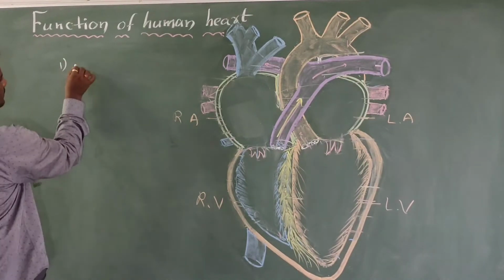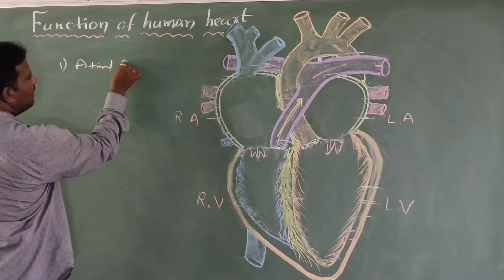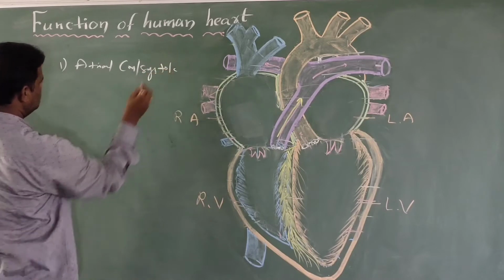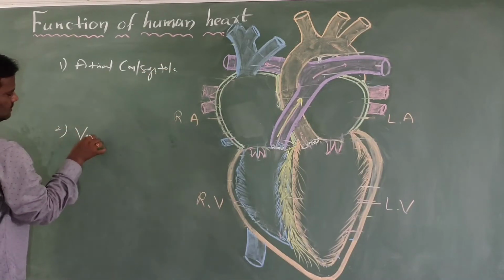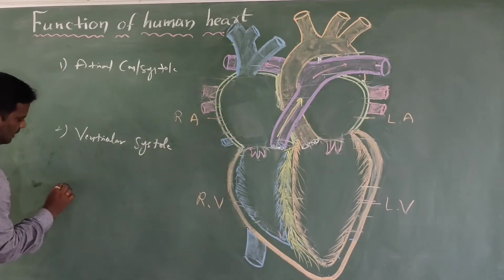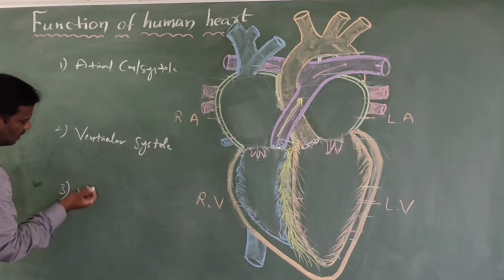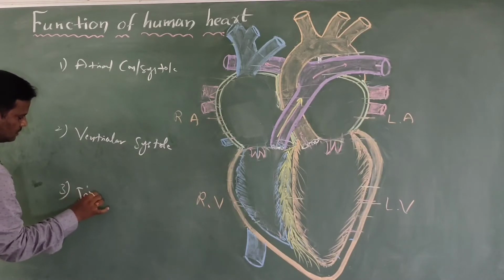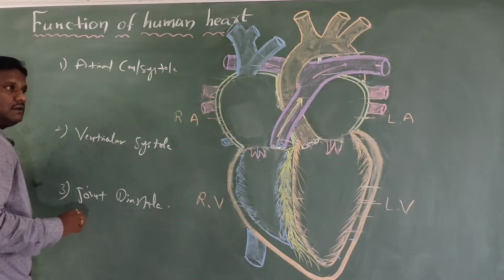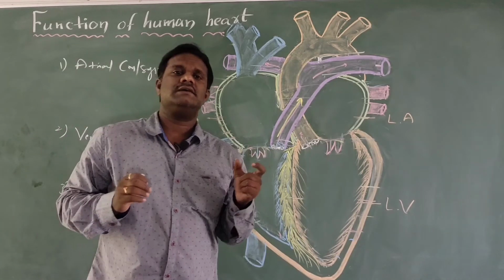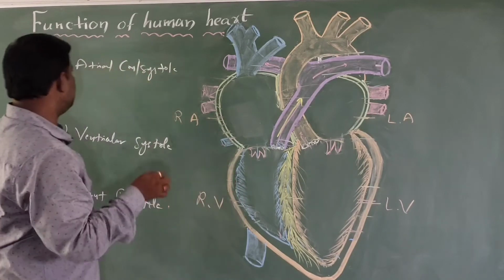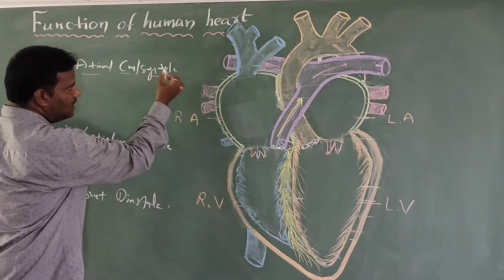One is atrial contraction or atrial systole, and the second is ventricular systole, and the third is ventricular or joint diastole. So within these three stages the human heart works. Now we are seeing the first heading, atrial contraction or systole.